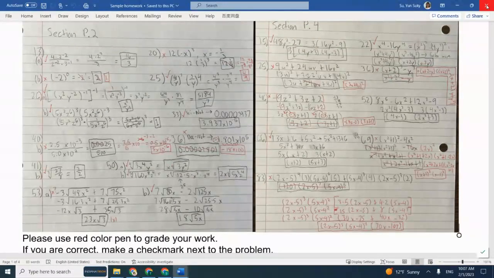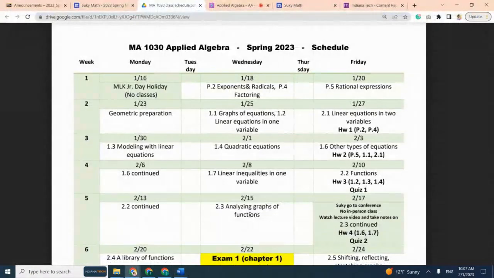All right. So that is the sample homework. And then this Friday, you're going to submit homework 2.